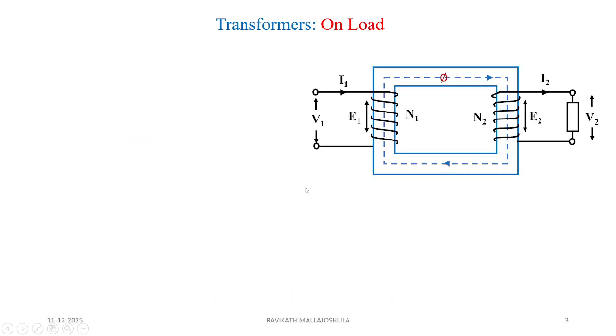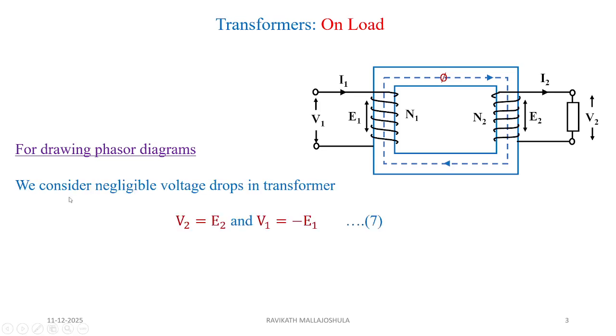Then we shifted our attention to the transformer on load conditions. That means the secondary is connected to a load and the voltage is measured as a terminal voltage across the load. For drawing the phasor diagrams for different sorts of loads, that is resistive load, inductive load or capacitive load, what are the assumptions we made? We consider, without primary winding and secondary winding resistance and reactance, V2 is equal to E2 and V1 is equal to minus E1.